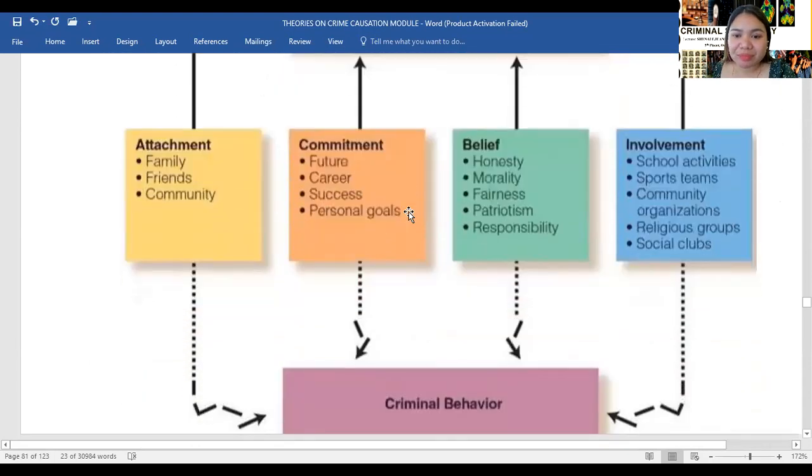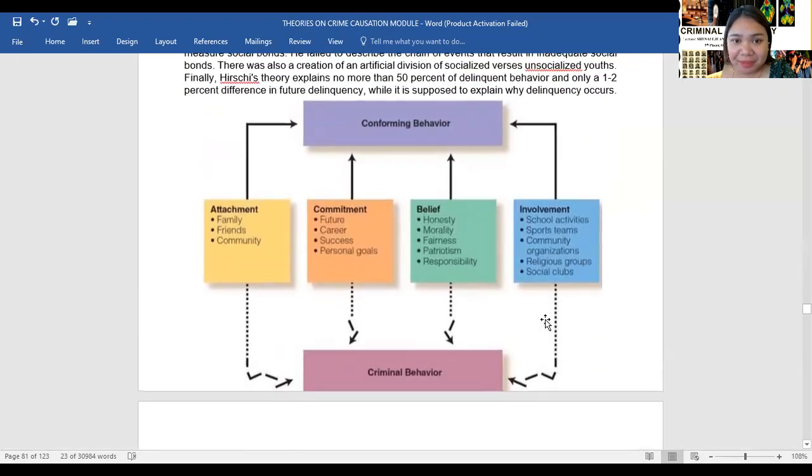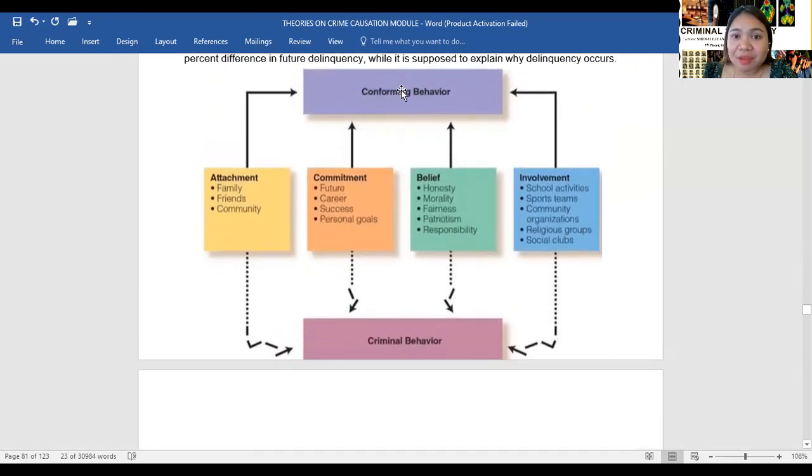So, class, this is an image here. You have your conforming behavior, and in the lower part, criminal behavior. As you can see, in the middle you have the four social bonds: attachment, commitment, belief, involvement. Okay?